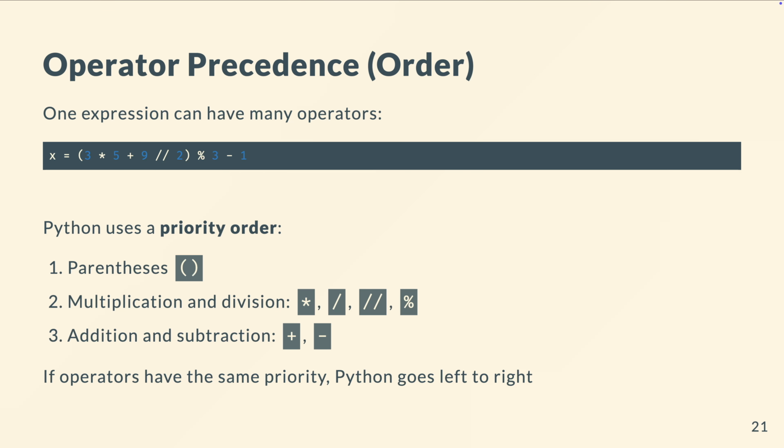First, parentheses. What's inside parentheses is computed first. Second, multiplication and all kinds of division, including modulo. Third, addition and subtraction. This order helps Python know what to compute first. If operators have the same priority, Python goes left to right.